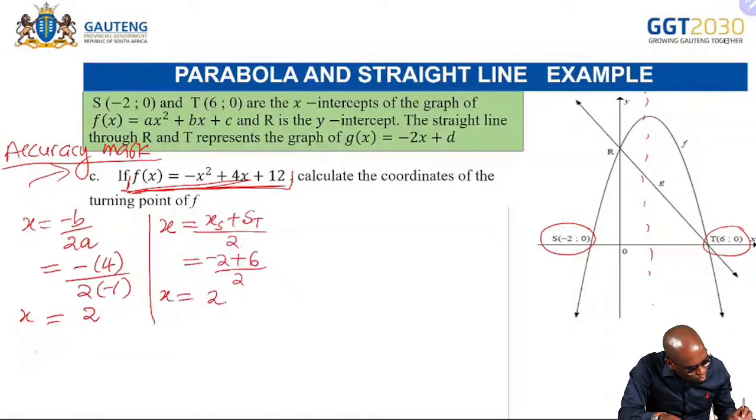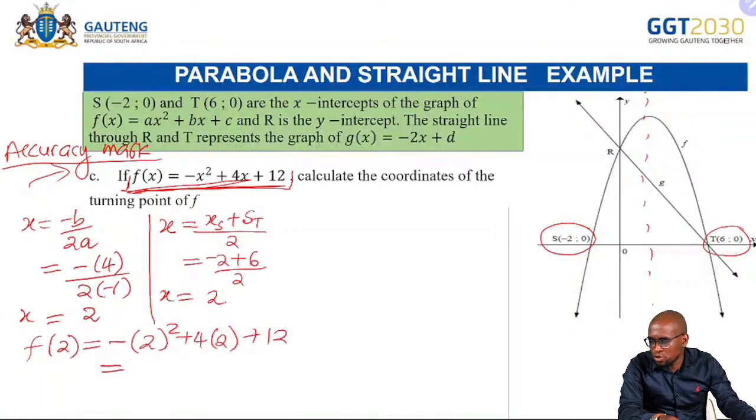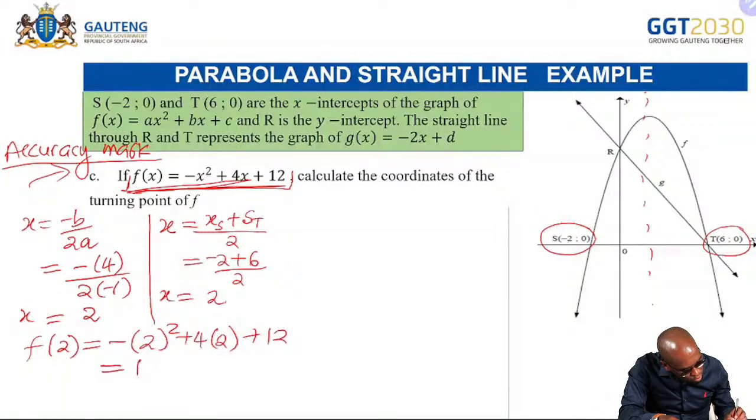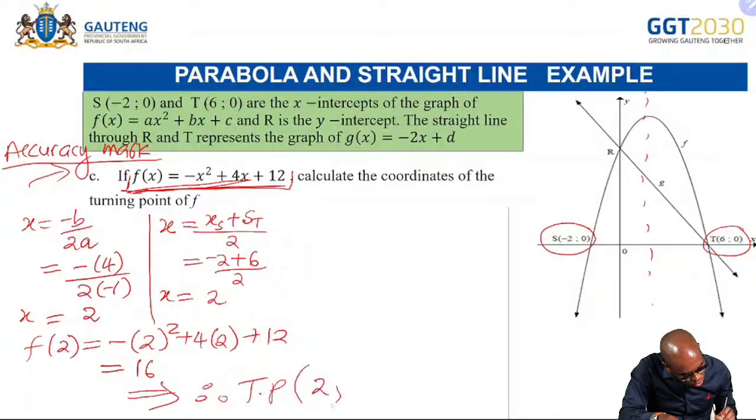Now, in order to find the y value, you're then going to substitute 2 in the original equation. Minus 2 squared plus 4 into 2 plus 12. Now, this would simplify to 16. You use your calculator and get 16. Therefore, we get that the coordinates of the turning point would be given by 2 and 16.